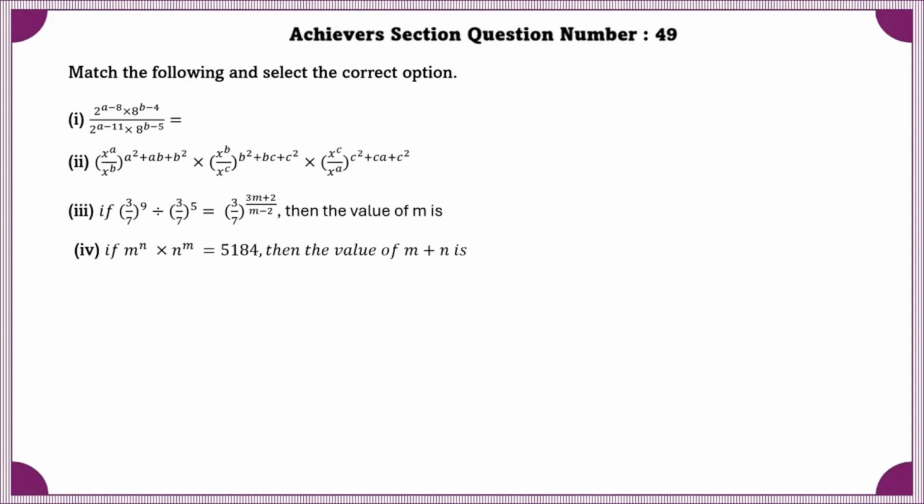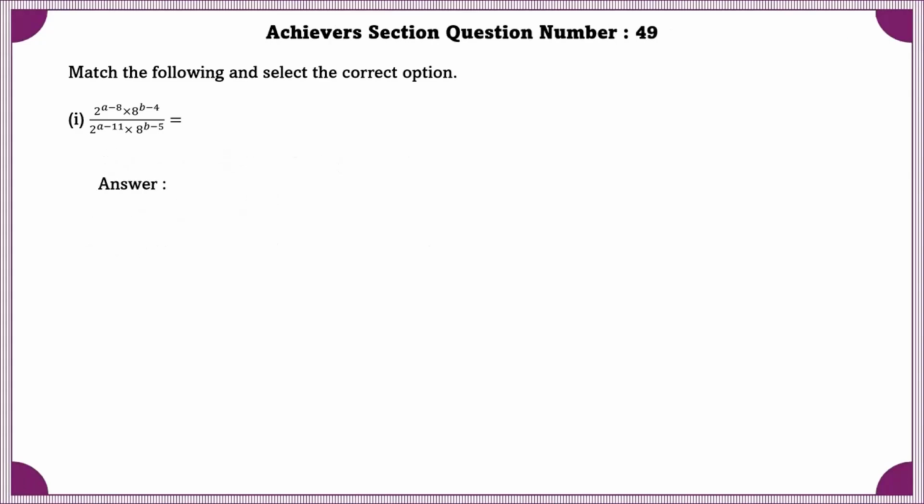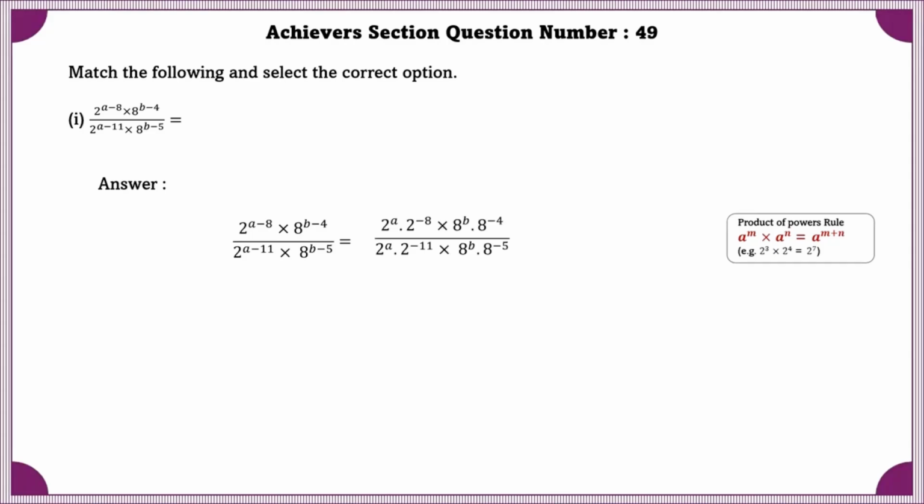Achiever section question number 49. Match the following and select the correct option. First one. First, let us use the product of powers rule and write. We can write 2 to the power a minus 8 as 2 to the power a into 2 to the power minus 8.